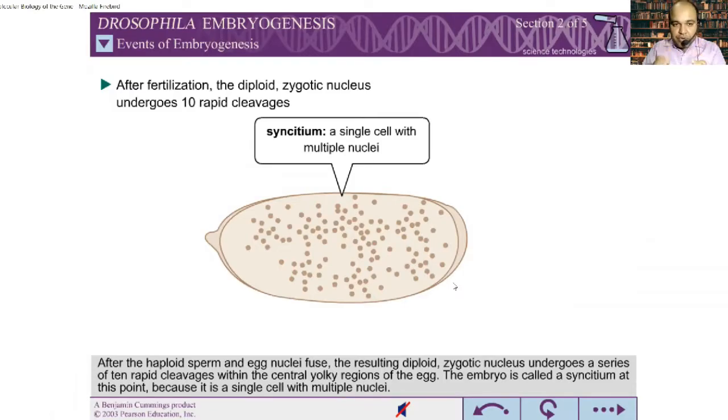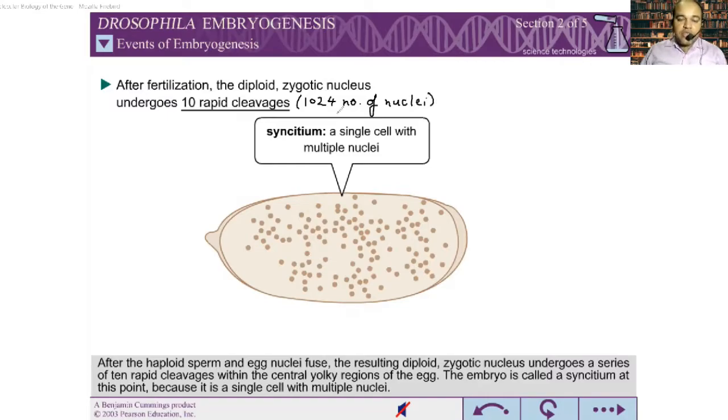As the zygote nucleus divides by 10 cleavage divisions, how many nuclei will be produced? The number of nuclei produced out of the 10 rapid cleavage divisions is 1024. So how many nuclei are going to be produced? 1024 nuclei. So these are the number of nuclei which are going to be produced.